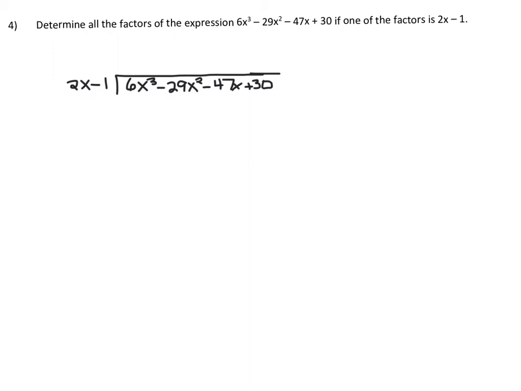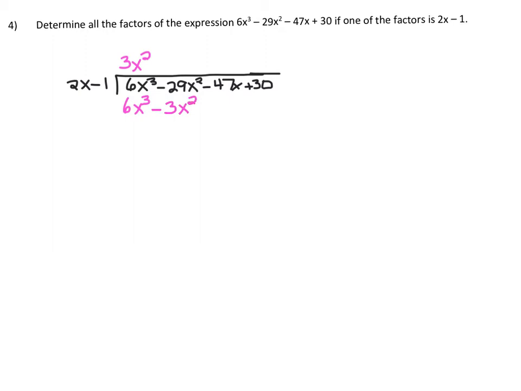So for long division, we want to look at this first term on the outside and the first term under the division bar and say, well, what can I multiply 2x by to give me 6x cubed? Well, I'm going to multiply it by 3x squared. So I'm going to put that on the top here. And then just distribute the 3x squared to this binomial. So 3x squared times 2x would be 6x cubed. So let's bring that down here. And then 3x squared times negative 1 is negative 3x squared.